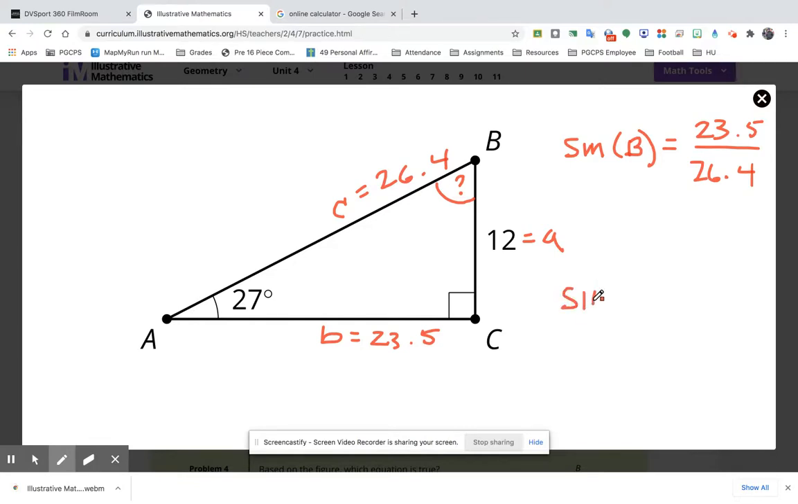So sine inverse, which is denoted as just a -1 up top, of 23.5 divided by 26.4. And that will be equal to our angle B. And we literally type that into the calculator, and we're going to get 62.9 degrees for our angle measurement.